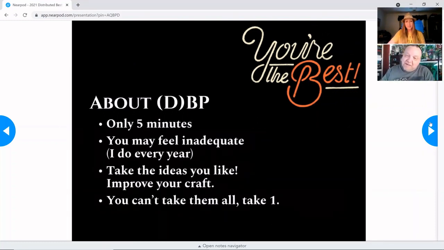About Distributed Best Practices, our presentations today are only going to be 5 minutes apiece. You may feel inadequate, like each and every one of us does every year. Take the ideas that you like and improve your craft. You don't have to take them all, take one. If you learn one good thing from tonight and use it to make yourself a better teacher, all the better for you and all the better for your students as well.